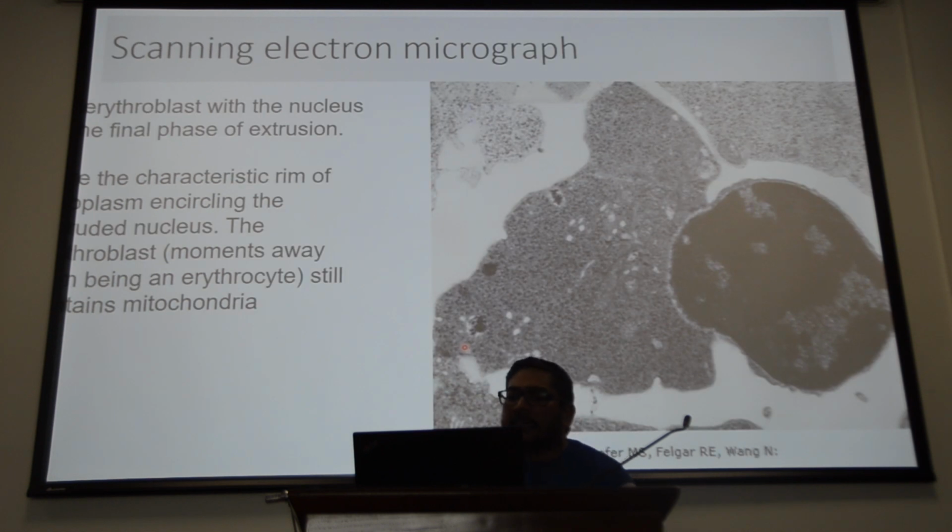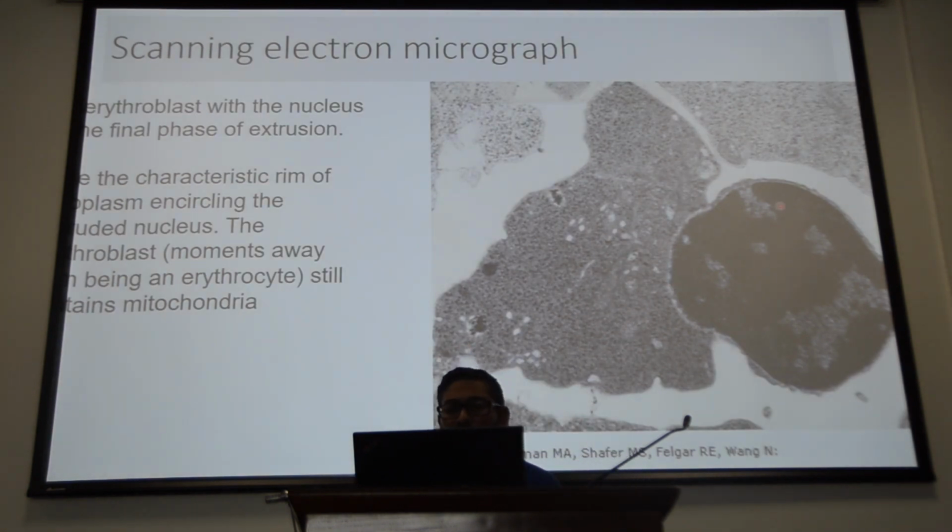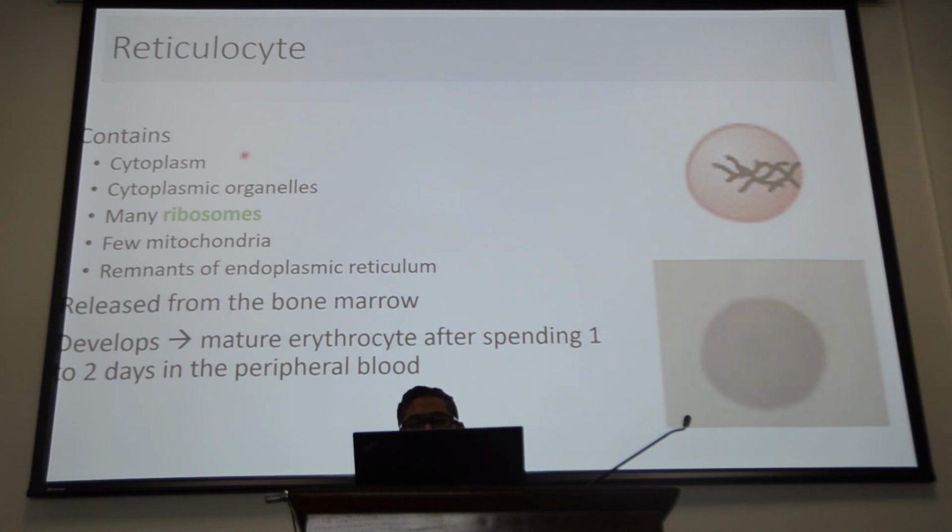When you go to scanning electron micrograph, the nucleus that is being extruded or removed out of this cell at this stage has a very thin rim of cytoplasm and a membrane around it. Immediately next to it, you have a macrophage that usually likes to phagocytose and take it away. At this stage, the cell still has mitochondria in it. So the reticulocyte still has cytoplasmic organelles, quite a number of ribosomes, and a few mitochondria. Now all these organelles go through processes of breakdown through the proteasome.